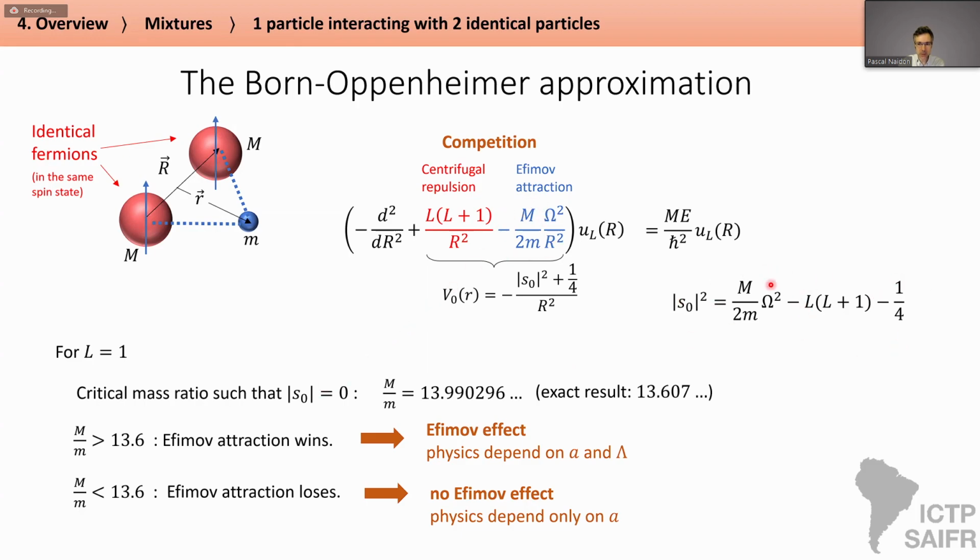So you can solve this equation for the critical value when this becomes 0, and then you get the mass ratio of 13.99 something. This is of course obtained in this Born-Oppenheimer approximation, which has a very simple physical interpretation, but you can also calculate it without doing the Born-Oppenheimer approximation by solving, for example, the Skorniakov-Ter-Martirosian equation, and then you get the exact result that is 13.6. So it's quite close to the result found in the Born-Oppenheimer approximation.